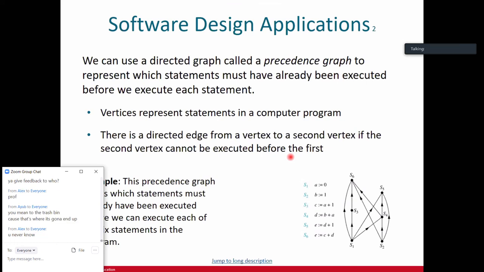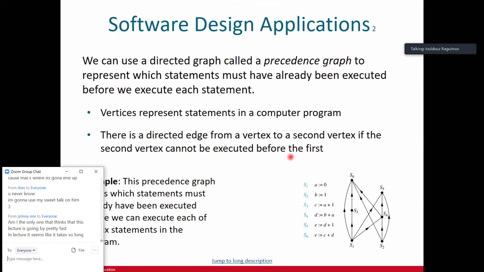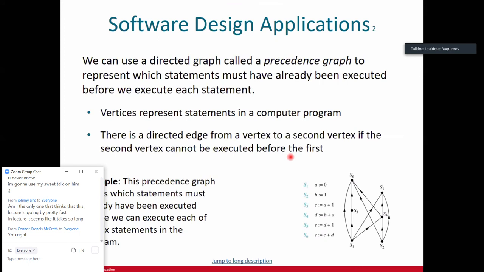For this simple code, the precedence graph is too complicated. Do you see that if step S1 is not done, then nothing can be done, right? In order to reach node S6, S1 should be done, S2 should be done, S3, S4; S5 is not actually necessary.